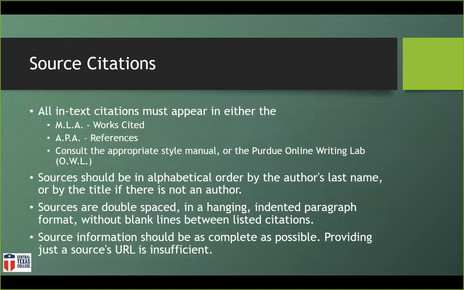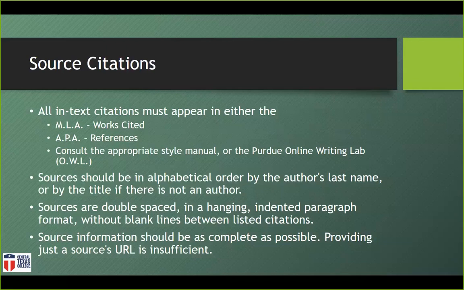All in-text citations used in the paper must have a source citation listed after the body of the text. In MLA, the source listing is called Works Cited. In APA, the source listing is called References. Consult the appropriate style manual or the Purdue Online Writing Lab, or OWL, for the proper formatting of both the in-text citations and the source citations that are to be used in your paper.